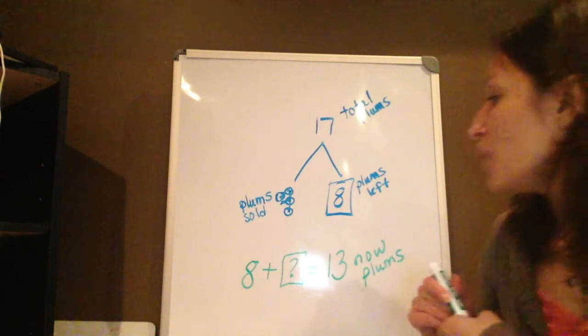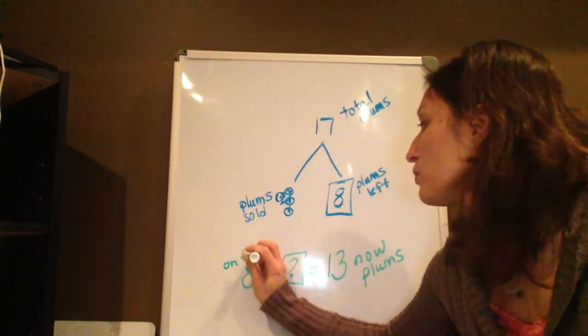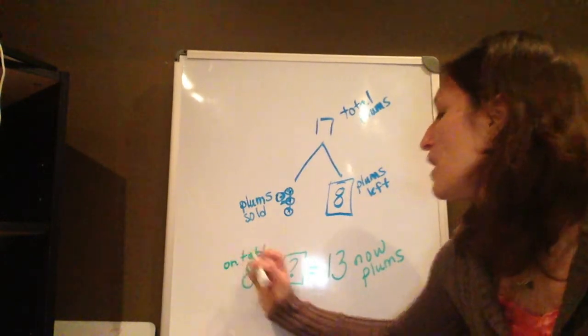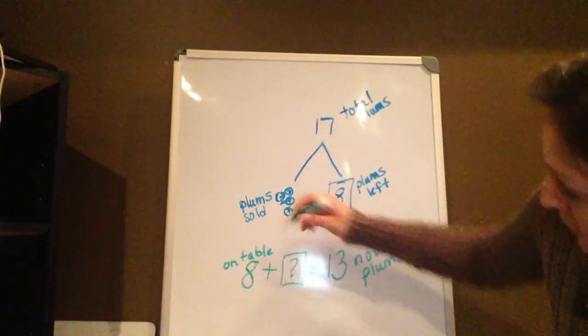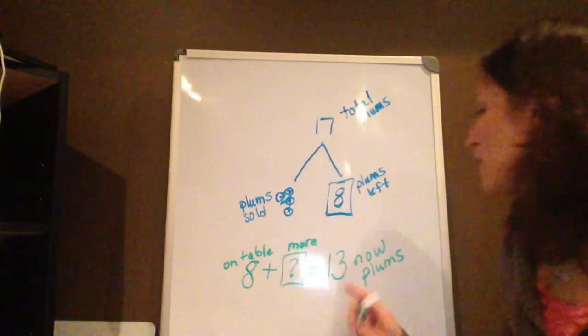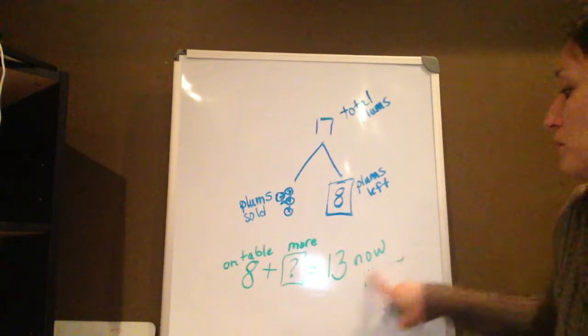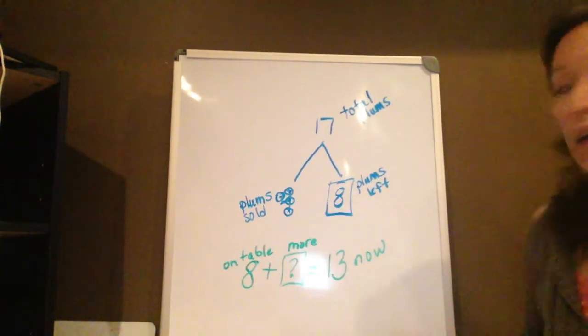So 8 were how many were on the table. And this is how many were added to the table. So this is the more. And this is how many they have now, 13 now. Let's go ahead and solve for that.